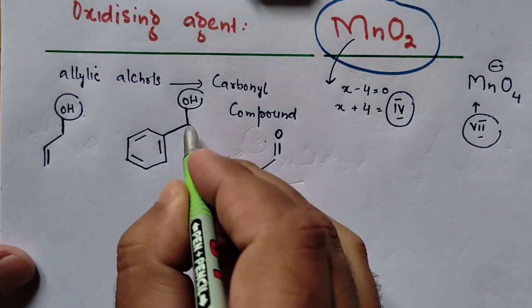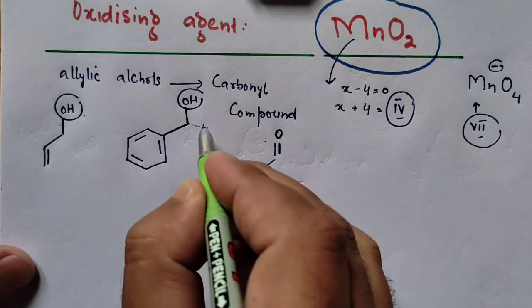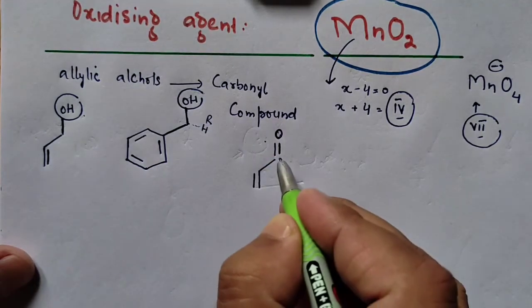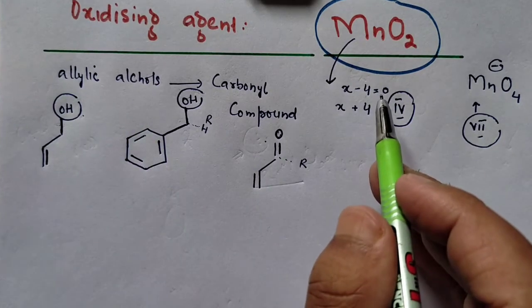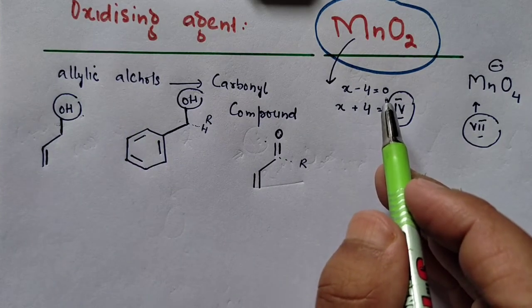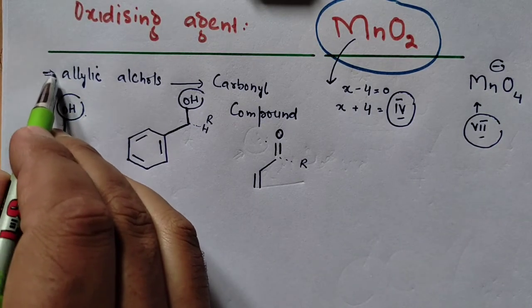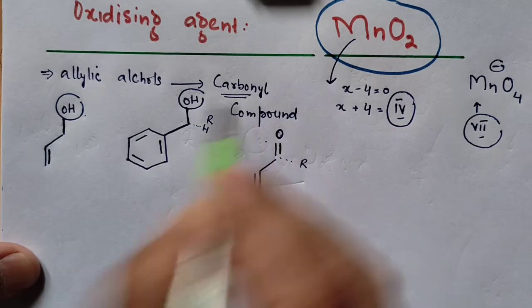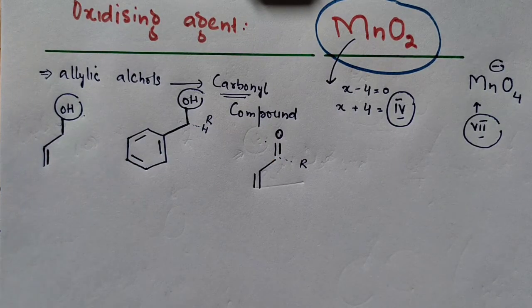Depending on yahan kya, if it is H there, then it is aldehyde. ठीक है, if it is R there, then it becomes a ketone. So MnO2 it's a selective oxidizing agent, and what it does, it converts allylic alcohols to carbonyl compounds. ठीक है, whether in this form or this form. Now, this is the main portion जहां से question आता है आपके CSIR-NET, JRF, जो भी gate exams है.